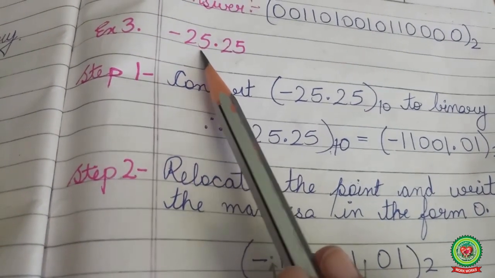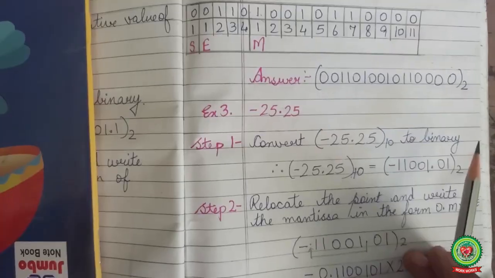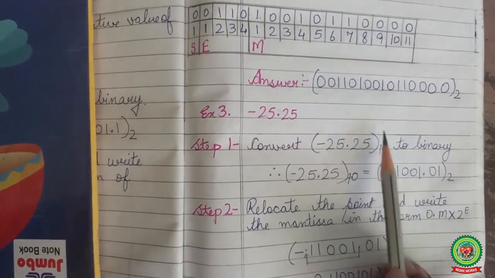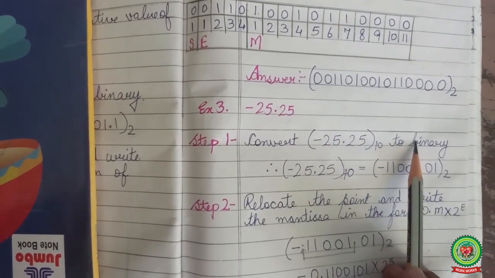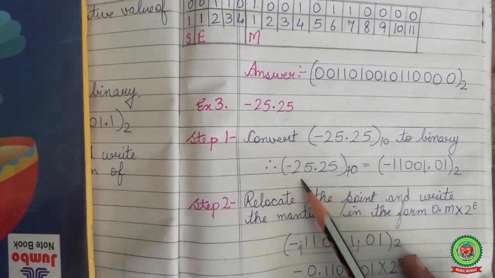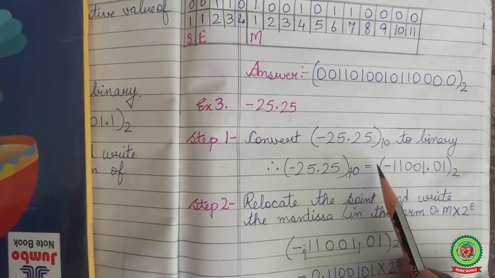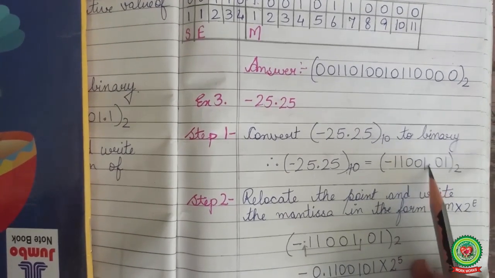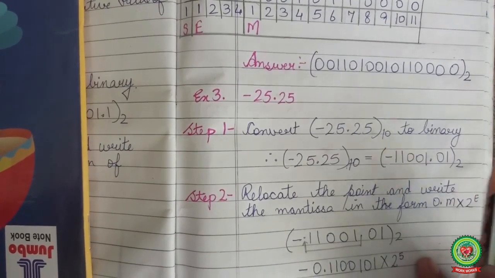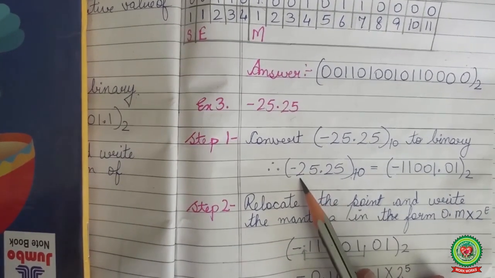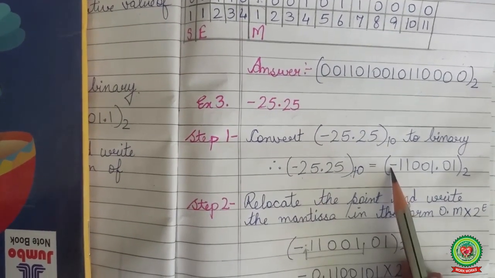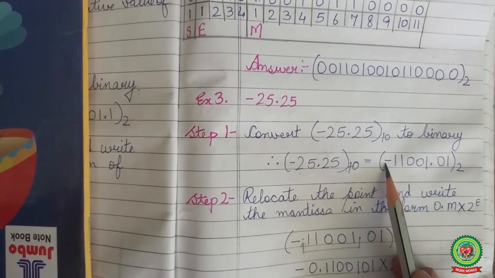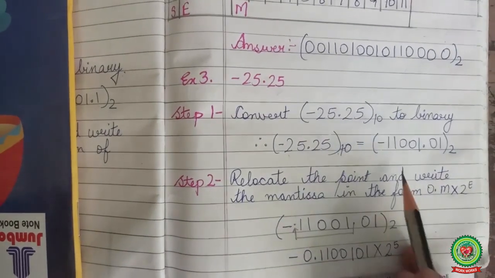Let us do another example. Example 3, minus 25.25. Students, what was the first step? Yes, convert the given decimal number to binary. Now I have converted 25.25 to binary, and my answer is 11001.01 base 2. Here the sign is negative, so I have put the negative sign, and this negative sign will go in the mantissa.